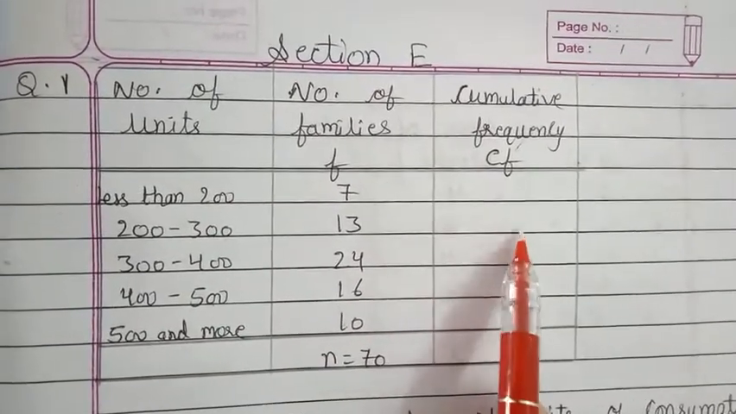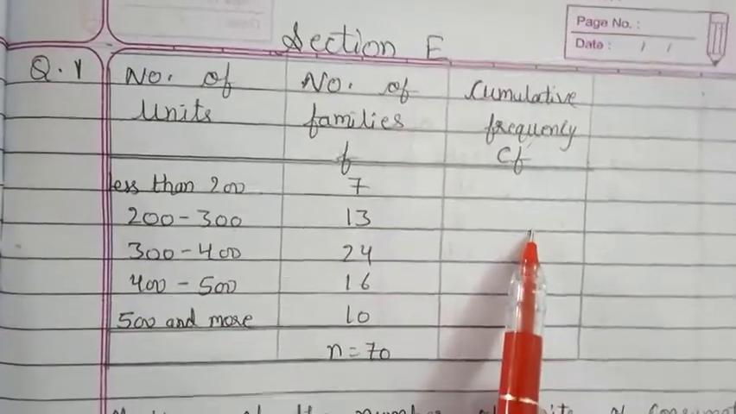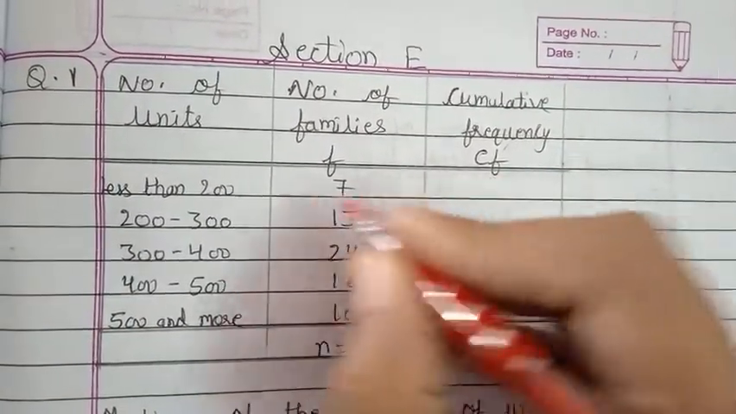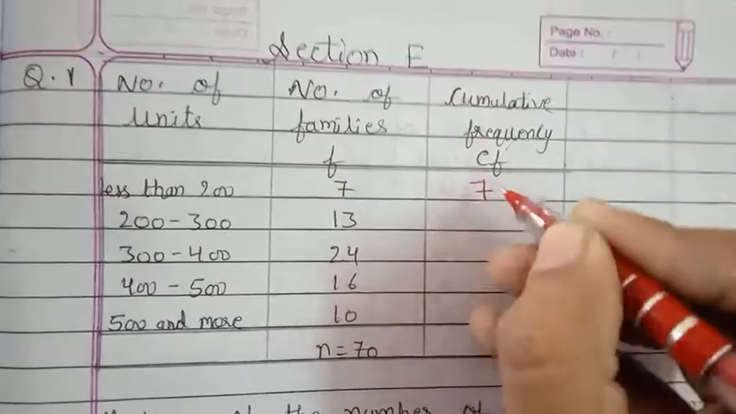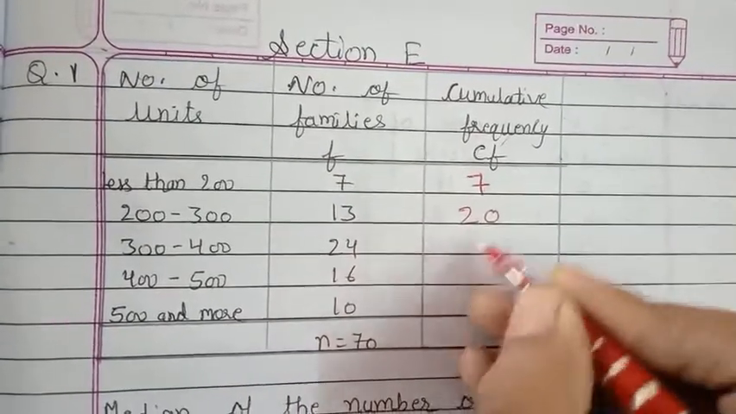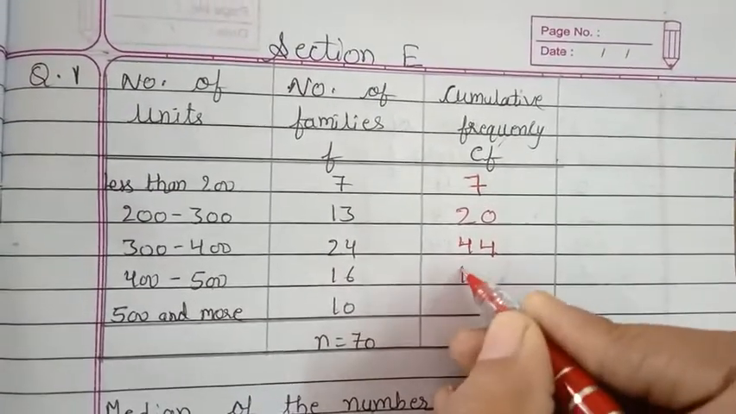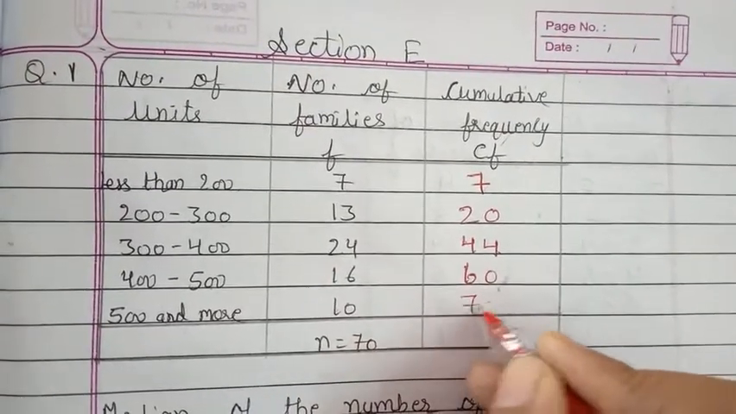The only thing we have to find is CF, that is our cumulative frequency. So first of all we'll find cumulative frequency. 7 plus 13, 20. 20 plus 24, 44. 44 plus 16, 60. And 60 plus 10, 70.